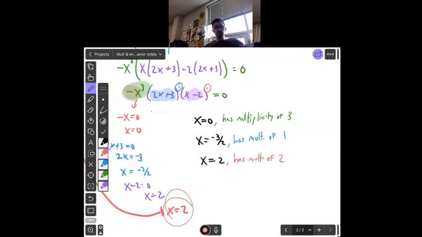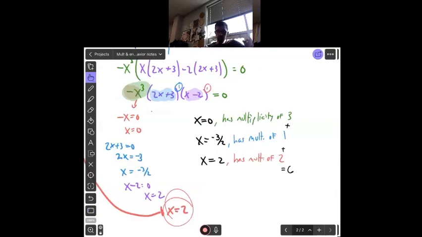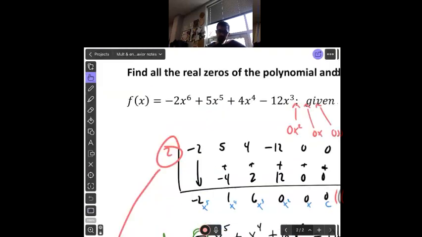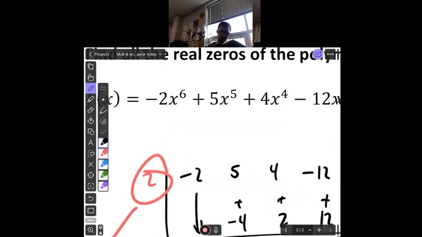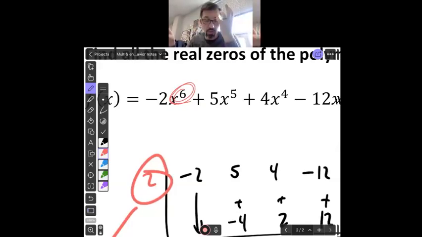Something I can do real quick to see if that makes sense: does that add up? 3 plus 1 plus 2 is 6. I have 6 answers there. 3 zeros, 1 negative 3 halves, and 2 twos. Well, how many answers was I supposed to have? I'm supposed to have 6 answers. So the last thing you do is see if your answer makes sense. Do you have what it takes? Do you have too many? Do you not have enough? You're supposed to have 6. You better have 6 when you're done.